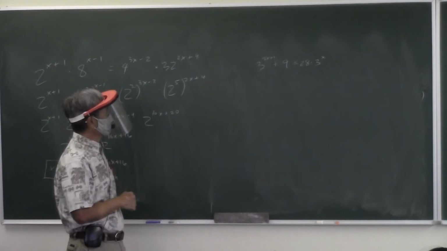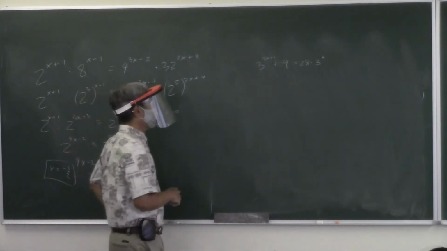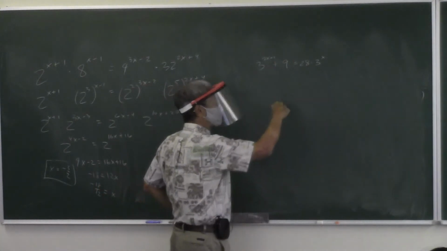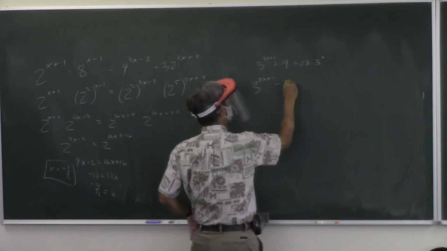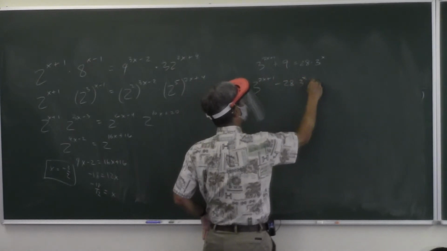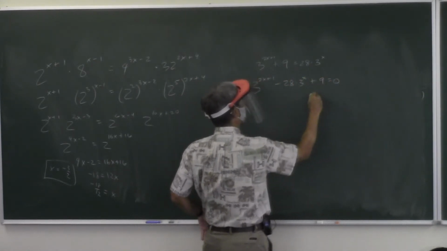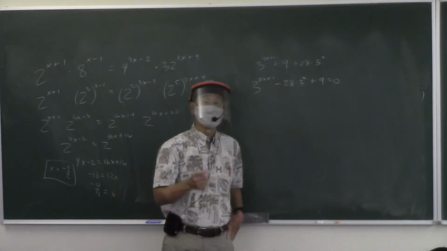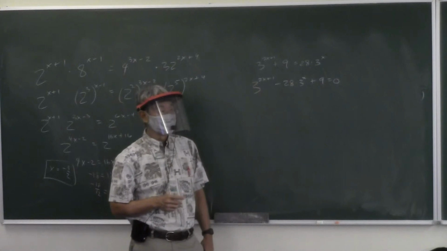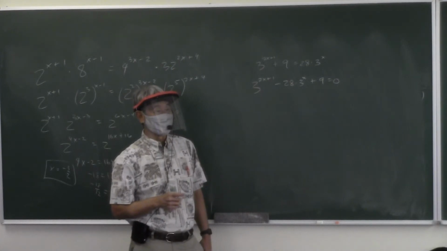See, some of you going, what the heck is happening here? Well, how about we make one side 0, right? So 3 to the 2x plus 1 minus 28 times 3 to the x plus 9 equals 0. Now, did you guys learn u substitution last year? When do you use u substitution? Whenever Mr. Rubash says to.